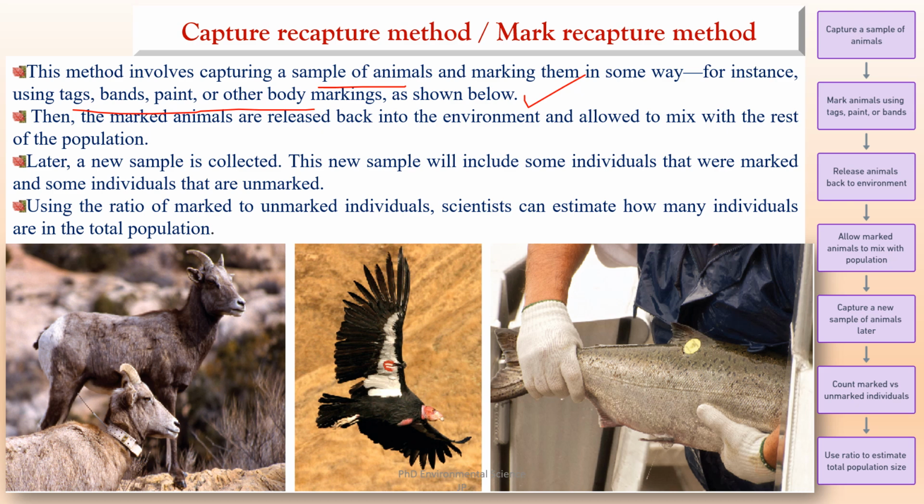Now, after marking these animals, the captured animals are released back into their environment, allowing them to mix with the unmarked individuals in the population. After a suitable period, a second sample of animals is captured, and this sample will include both marked and unmarked individuals. Researchers record the number of marked and unmarked animals in the second sample. Then the population size is estimated with the help of a formula. We'll be studying it in the next slide.